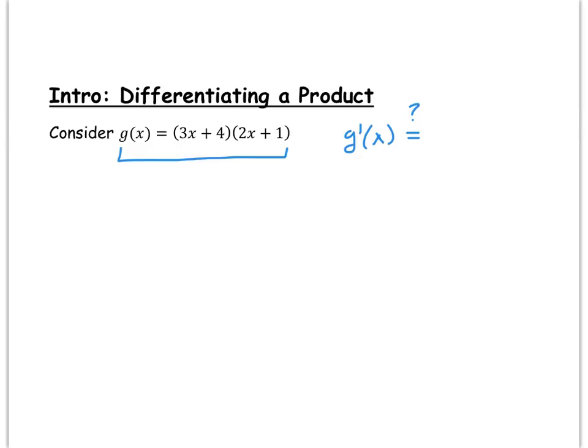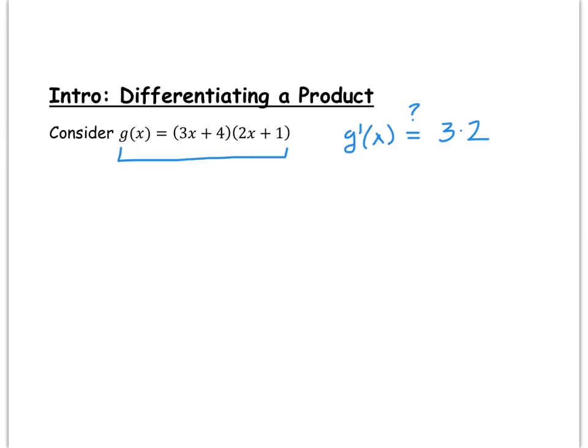So could we take the derivative of g of x here by just taking the derivative of the first part of that product, 3x plus 4, which would be 3, and then multiplying it by the derivative of the second part of that product, which is 2x plus 1, so that'd be 2? So does the rule work that way? Could we just take the derivative of each part?